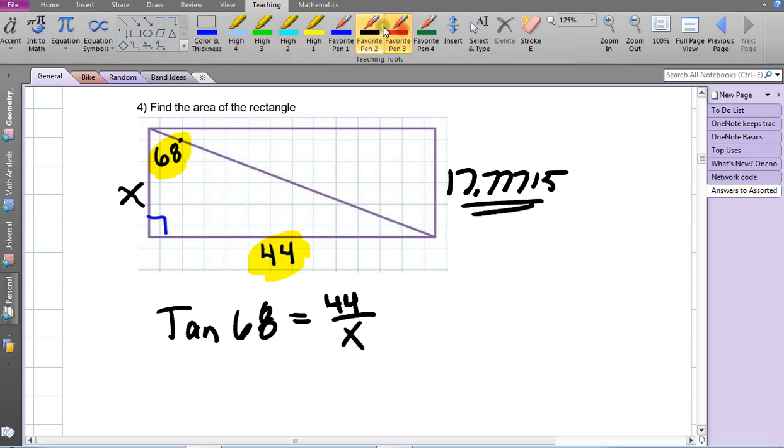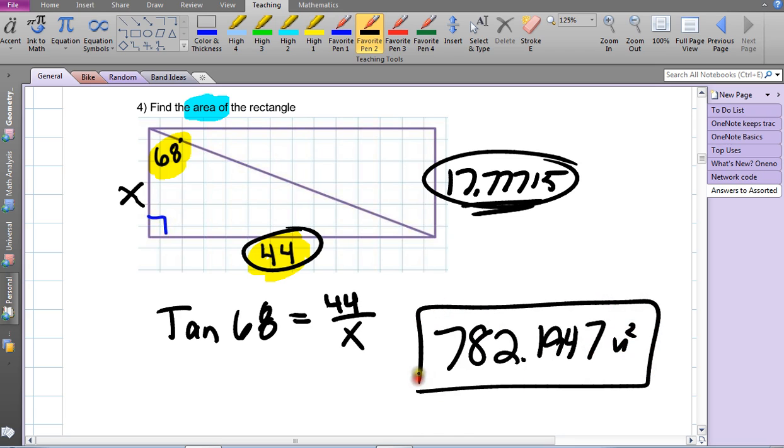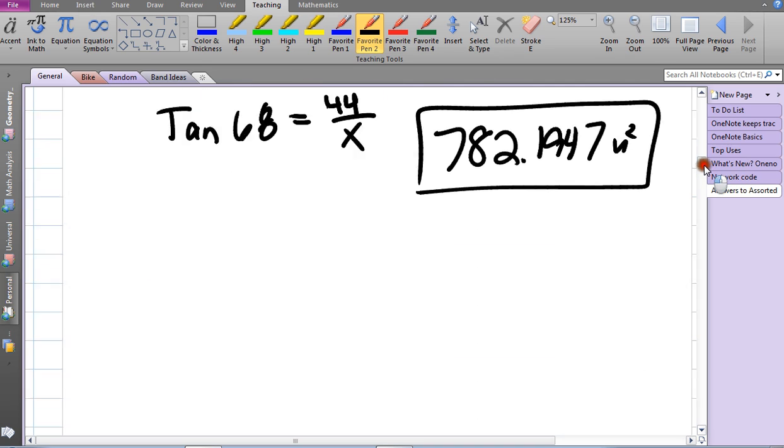17.77715-ish. Once again, we're trying to find area, and to find area, we just multiply those two numbers together. I'm going to get a nice decimal: 782.1947 units squared. Let's take a look at one more before we take a little break.